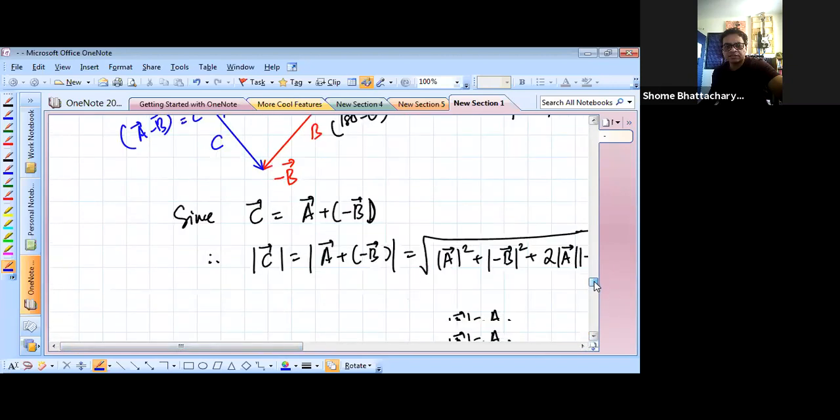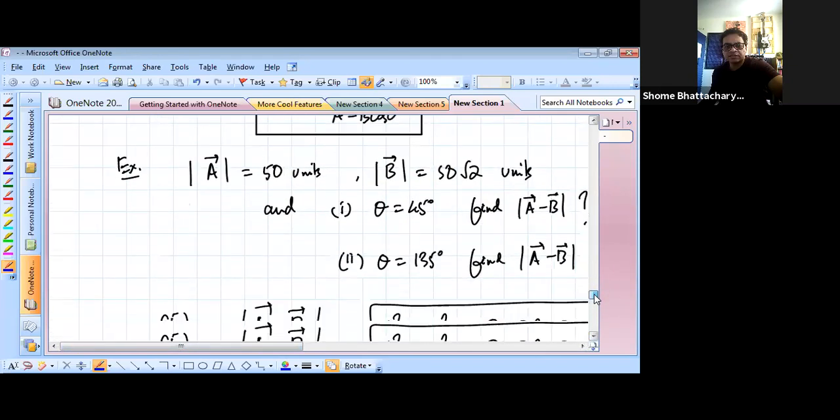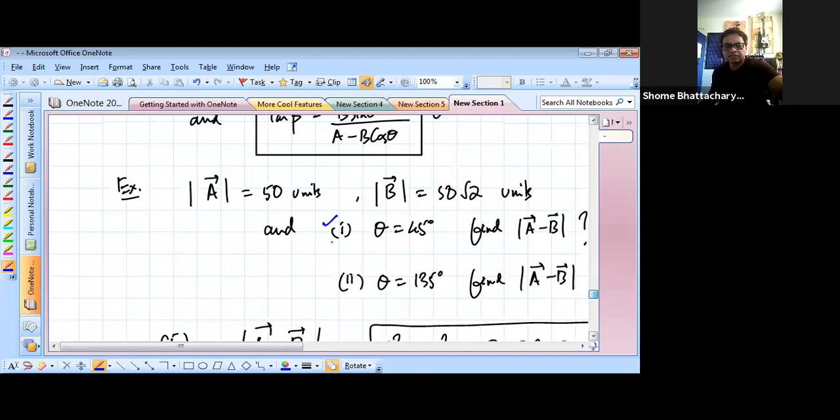Just a moment, people. I have to clear Rahil's doubt. So this part we had already done. Theta is 45. इसमें तो answer आ गया था. In this part's answer, it was 50. But this part's answer, it was not 50. This part's answer, the answer is 50 root 2. Sorry, 50 root 5 for the magnitude of A minus B. And that is what I explained in the last part, how it is coming.